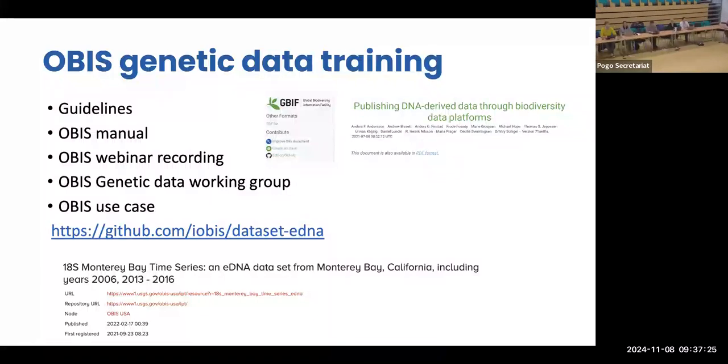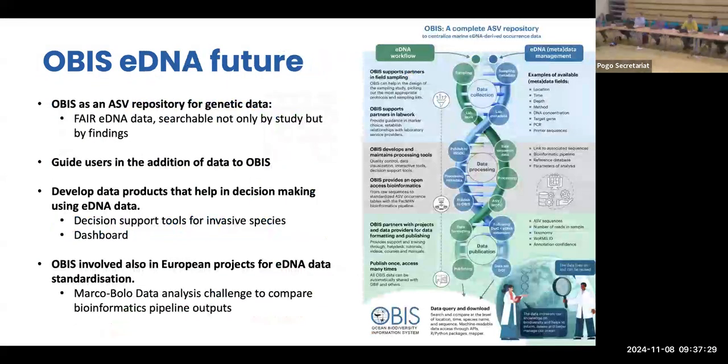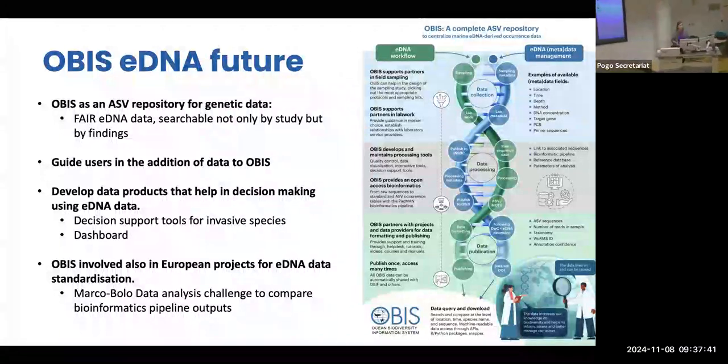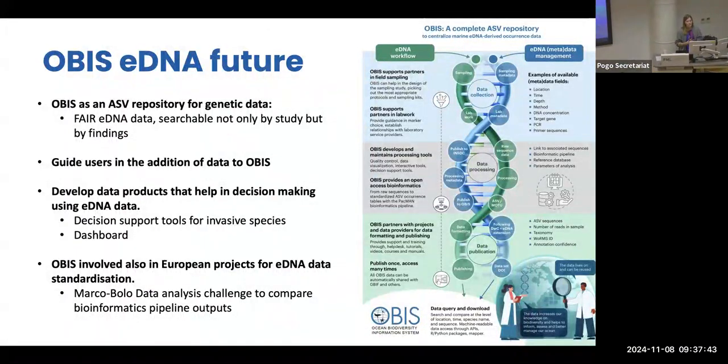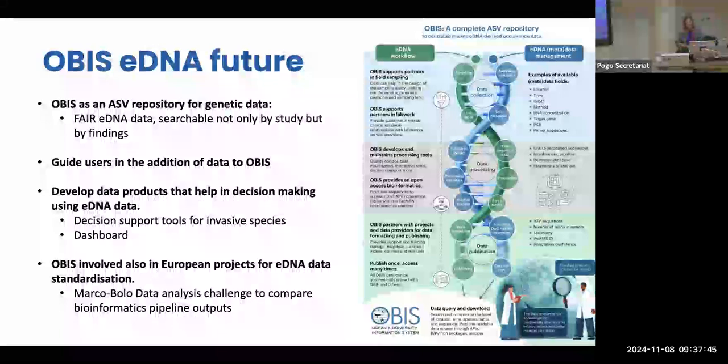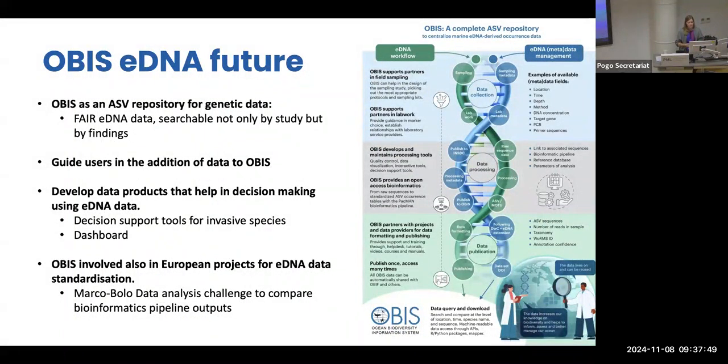And this is the main guide that you should refer to. We say that OBIS is, and it can be, an ASV repository. So we have all the setup ready for having FAIR data. We're already a very established database and eDNA actually fits quite well into that.